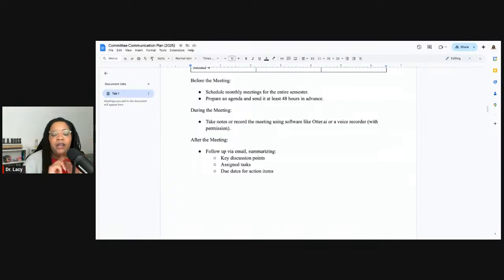You can look back at your notes in the transcript. And then after the meeting, following up. Now, this is more so for my friends who have a more tenuous relationship, I guess I'll say, with your chair: follow up with an email.